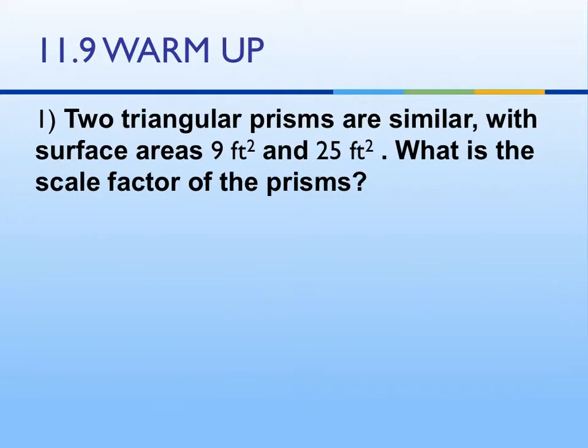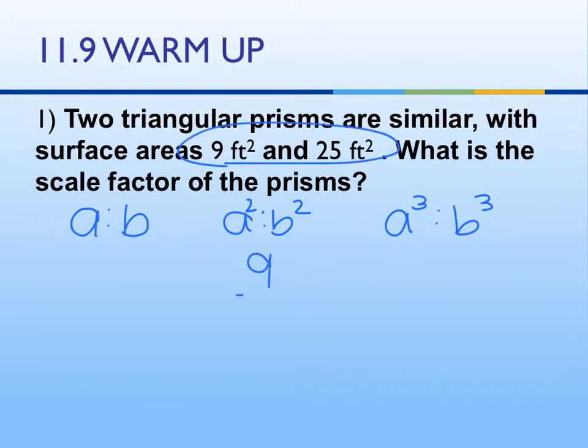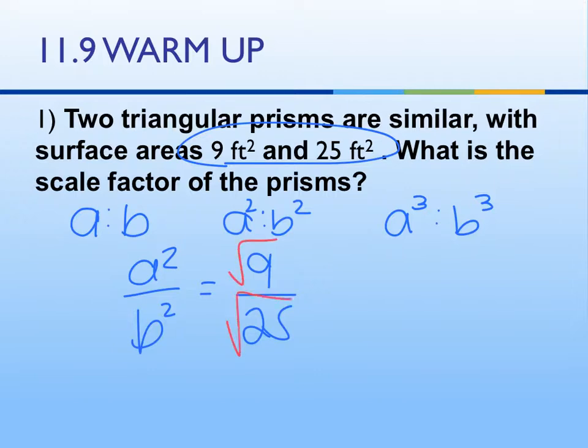Okay, so number 1 says, 2 triangular prisms are similar with surface areas of 9 feet and 25 feet. What's the scale factor of the prisms? If we remember from Friday, we talked about scale factor being A to B, areas would be A squared to B squared, and volumes would be A cubed to B cubed. Because these are areas, this is the A squared to B squared. So if I wanted to figure out what the scale factor would be, I can simply square root each of these numbers, and I'd get scale factors 3 to 5.